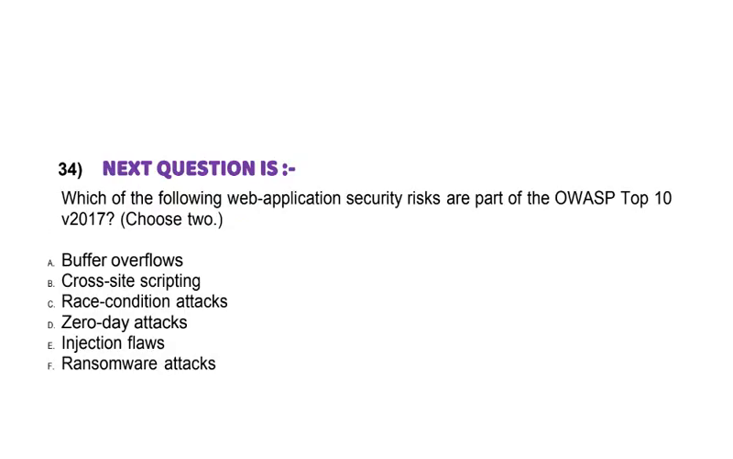Question: Which of the following web application security risks are part of the OWASP Top 10 v2017? Choose two options. Option A, buffer overflows. Option B, cross-site scripting. Option C, race condition attacks. Option D, zero-day attacks. Option E, injection flaws. Option F, ransomware attacks. Correct answer is option A and option B.